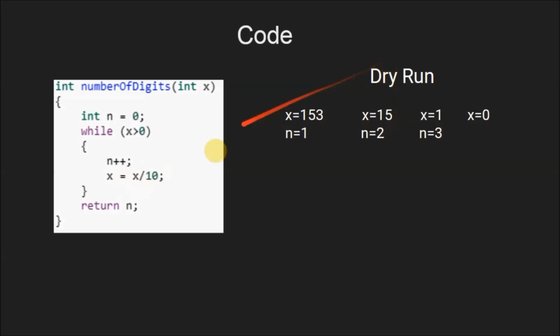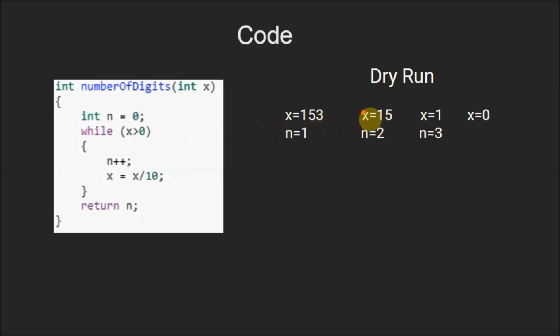This is the dry run of this code. If we suppose that x equals 153, as x is greater than 0, the control will enter this loop and n will be incremented to 1. Then x equals x divided by 10. So 153 divided by 10, x will become 15. So the new value of x is 15.